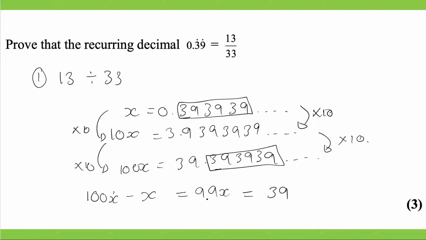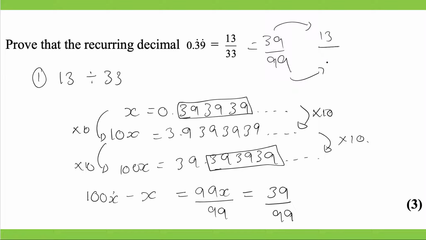Now you need to get x by itself. So over here you divide by 99, and over here you divide by 99 as well. So your fraction, which is equivalent to 0.39 recurring, is 39 over 99. But we can simplify that. Let's divide the numerator and the denominator by 3. This would get us 13, and this would get us 33. And that's how we can prove that the decimal matches the fraction. This would be our proof, our working out.